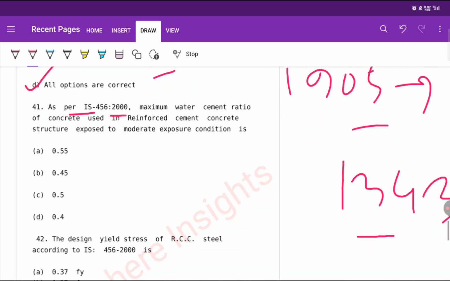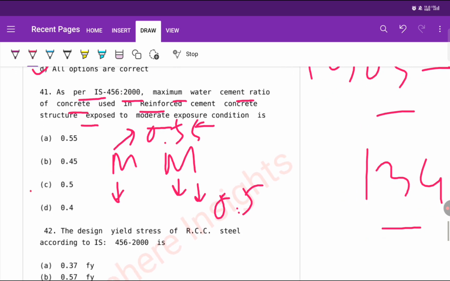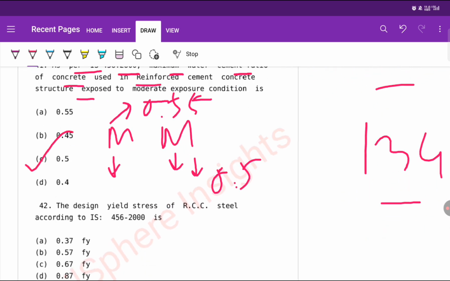As per IS 456-2000, what is the maximum water cement ratio of concrete used in RCC structures exposed to moderate exposure condition? What were the values? First mild, then moderate: first 0.55, then 0.5. So 0.5 is the correct answer. Option C is the correct answer.